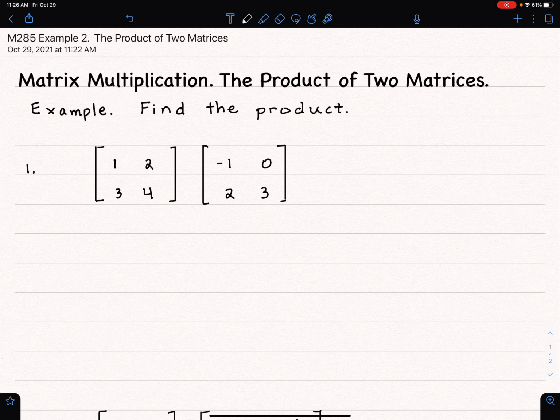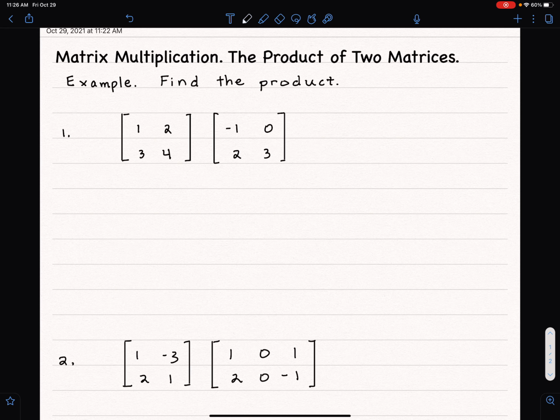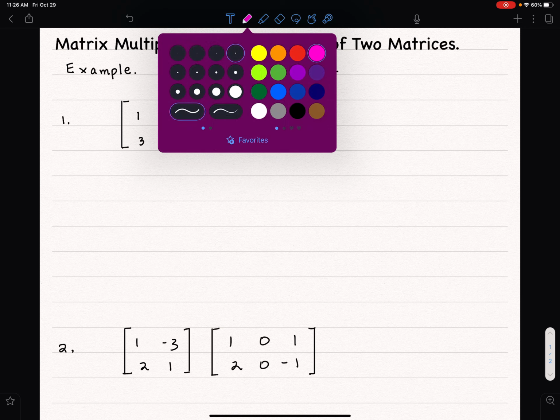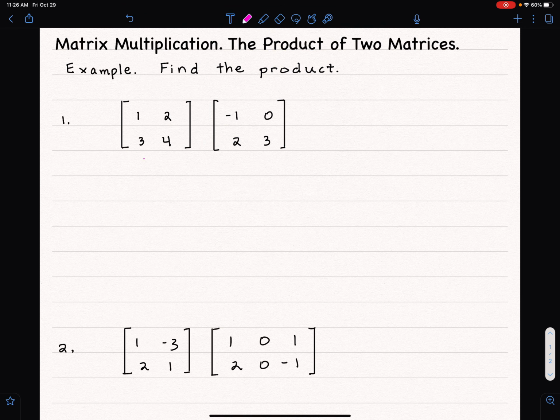Hello, in this video we go over an example where we find the product of two matrices. First of all, I'm going to look at the dimensions. This is a product of two matrices, and both are 2 by 2 matrices.